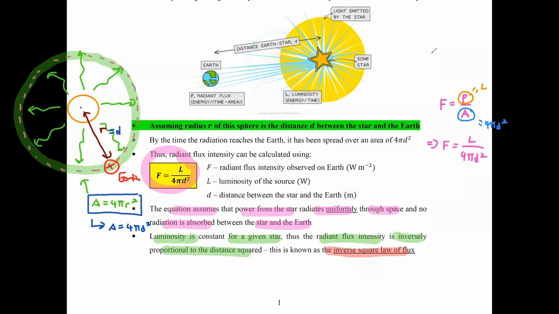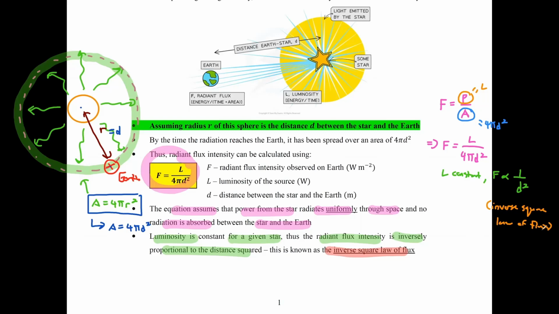So to get a better idea of what we mean by that, if you refer back to the equation here, L is constant for a given star, and not to mention 4 pi is also constant, you will get that F is inversely proportional to d squared. This is actually your inverse square law of flux.